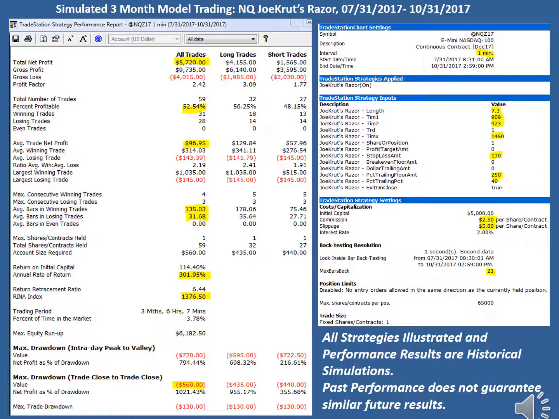So it's got the things I like. It's got a low drawdown. It's got a high daddy go to town number. It's got a pretty darn good return on account as far as annual rate of return. Over to the right, you have the actual settings.